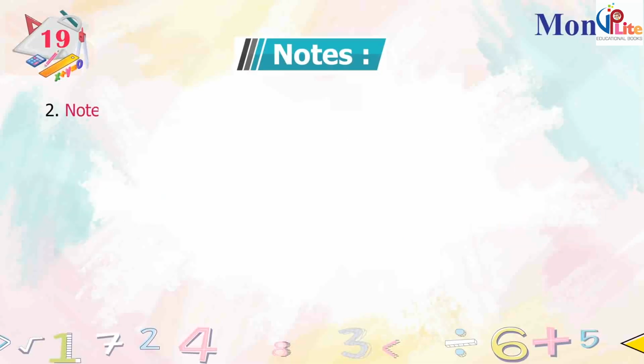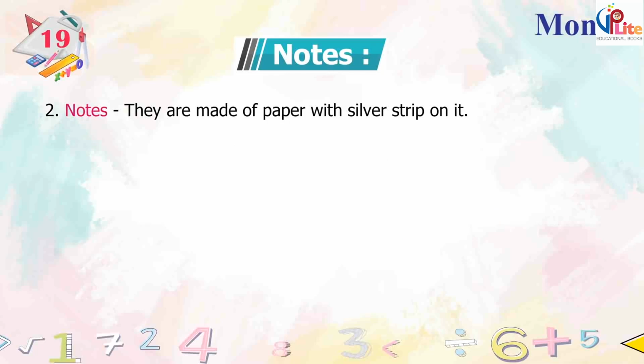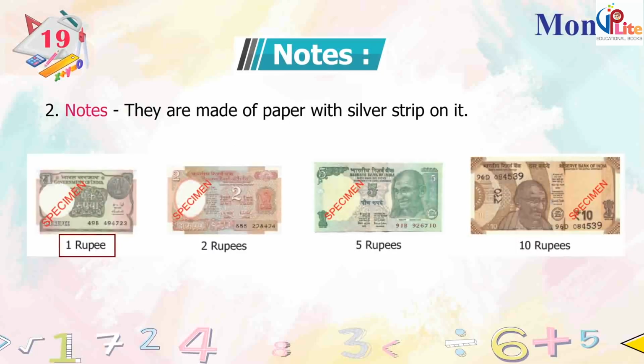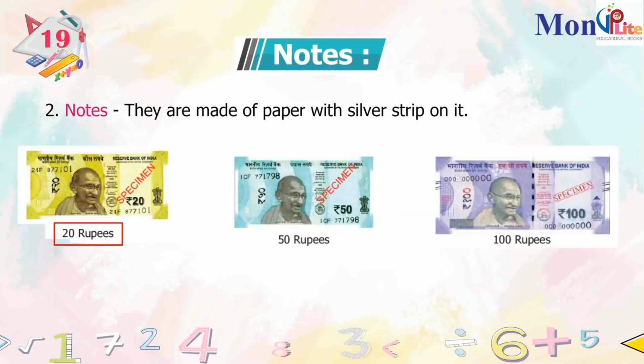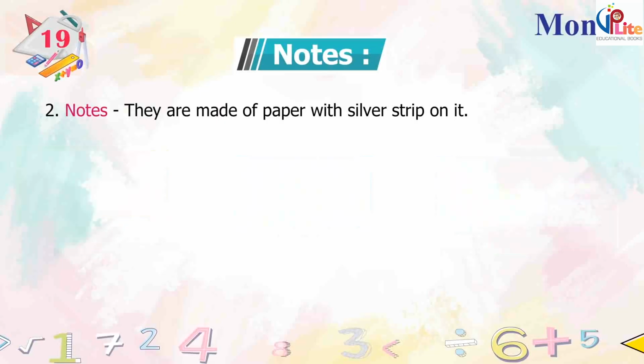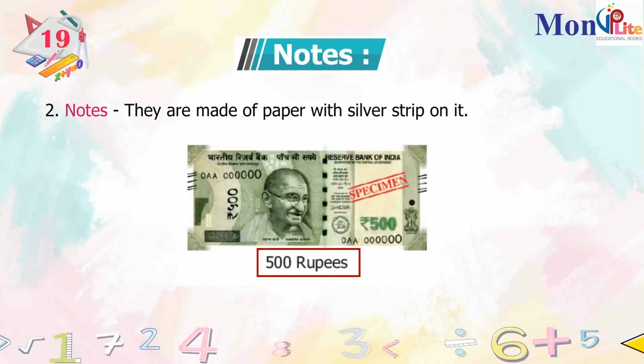2. Notes, they are made of paper with silver strip on it. 1 rupee, 2 rupee, 5 rupee, 10 rupee, 20 rupee, 50 rupee, 100 rupee, 500 rupee.